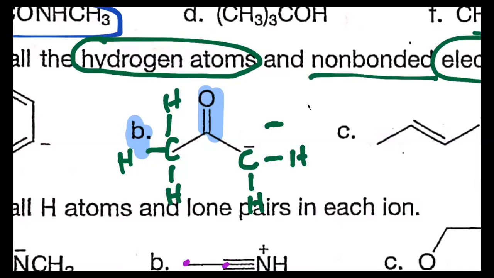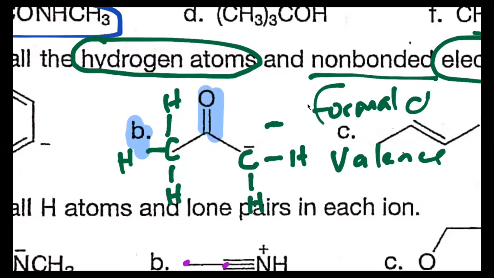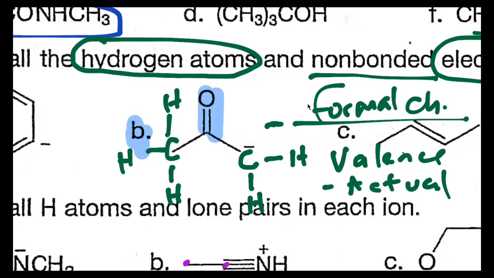So the way you calculate formal charge, I know you learned it in Chem, is the bonded electrons minus half of non-bonded or something like that. But I'm just going to give you a simple way to do it. It's valence minus actual. Following? So the formal charge in this case is -1.